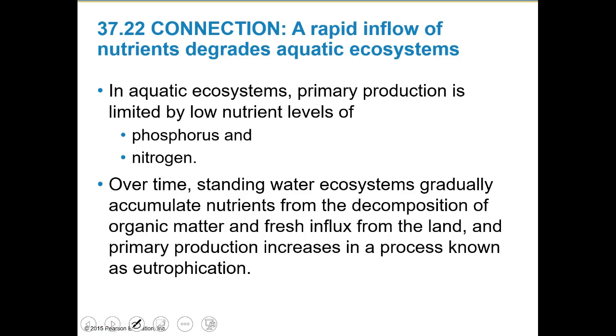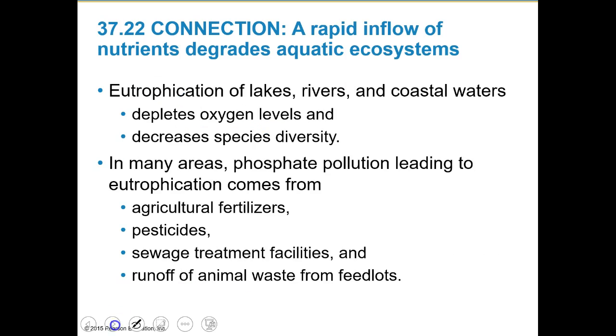In aquatic ecosystems, primary production is limited by low nutrient levels of phosphorus and nitrogen. So watery environments are limited by phosphorus and nitrogen. Over time, standing water ecosystems gradually accumulate nutrients from decomposition of organic matter and fresh influx from the land. And the primary production increases in a process known as eutrophication. The thing about eutrophication, though, is that when it happens in lakes and rivers and coastal waters, it actually depletes oxygen levels and decreases species diversity.